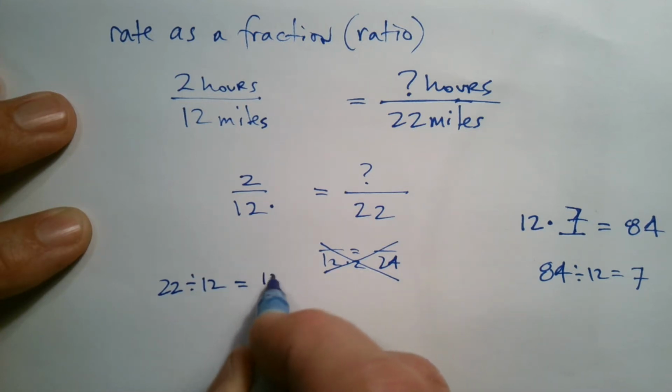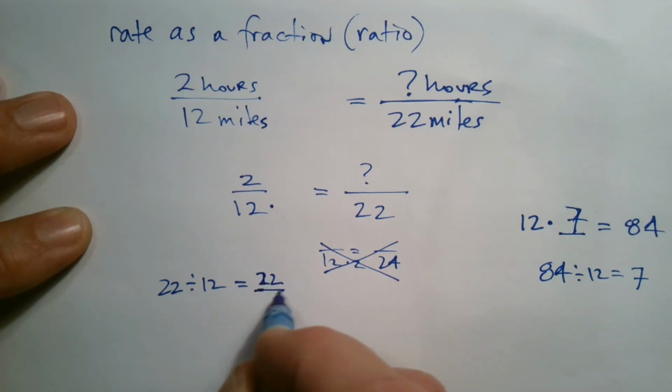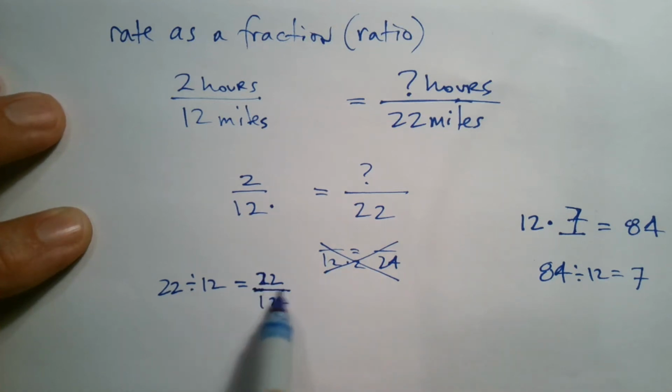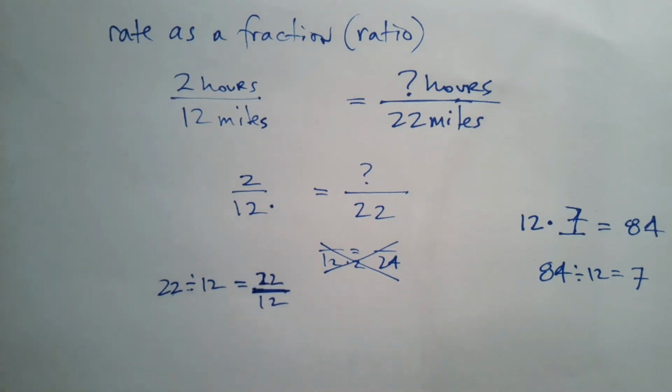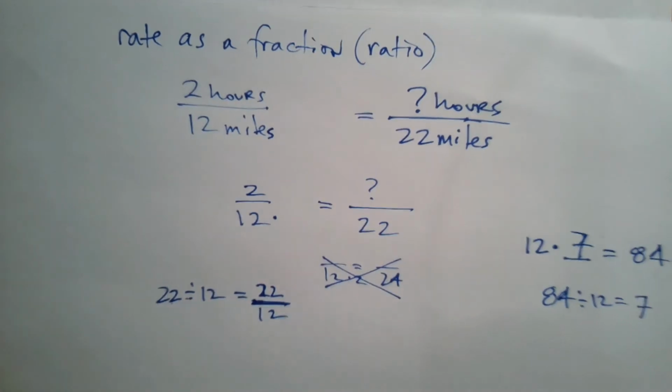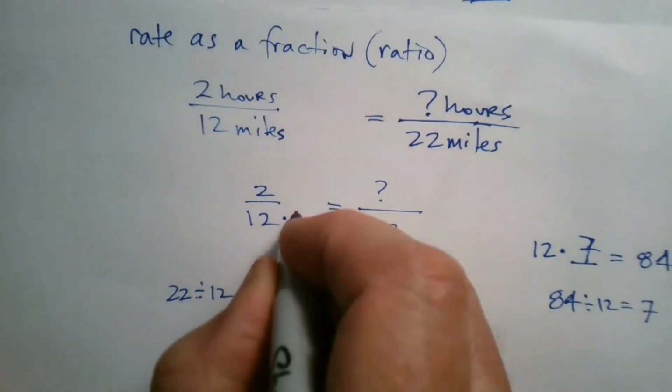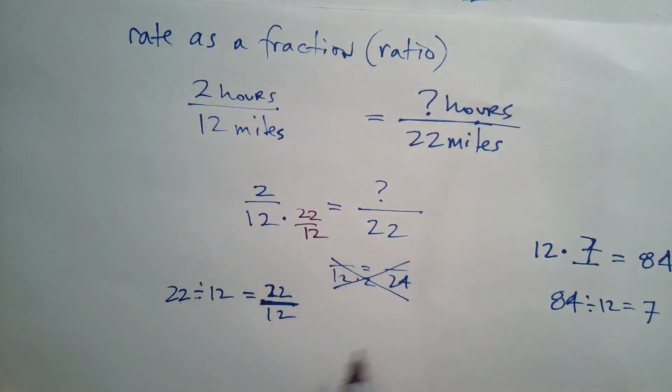It's 22 over 12. So division, remember, can also be written as a fraction. This still means 22 divided by 12, right? Those both mean the same thing. So I'm going to leave it like that. So I'm going to multiply then. I'm going to multiply 12 times 22 over 12, right?